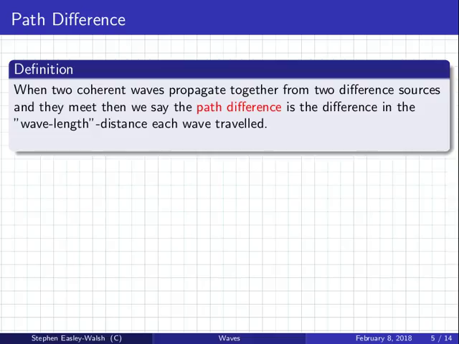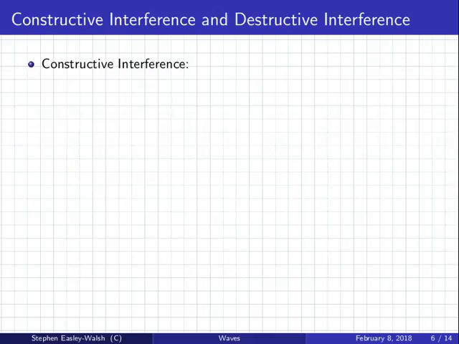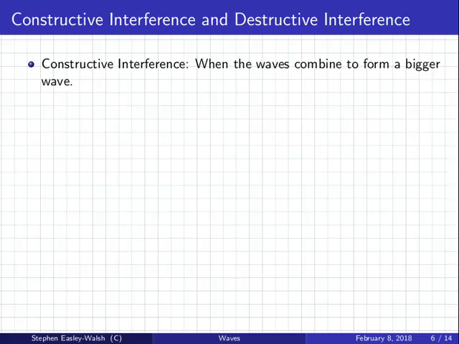Yeah. Okay. We got that? We can continue? Yes? Yes? Okay. So, this is important because it gives us two types of interference called constructive, and these is when the waves combine to form a bigger wave.